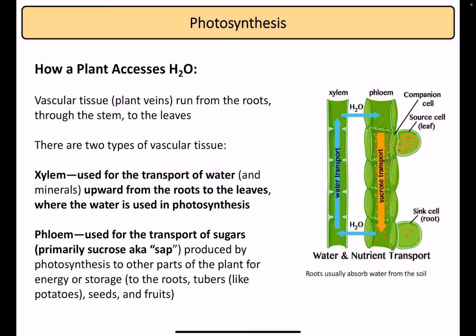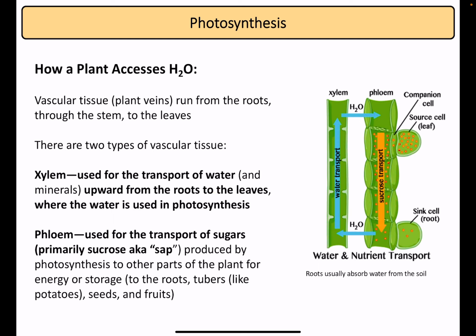So water is largely absorbed from the soil via the roots, and the roots transport that water and minerals upward through the stem until it gets up to the leaves, where that water can enter the palisade mesophyll cells and be used for photosynthesis. So it's the xylem, that's the specific type of vascular tissue that is used for transporting water upwards, again from the roots to the leaves.